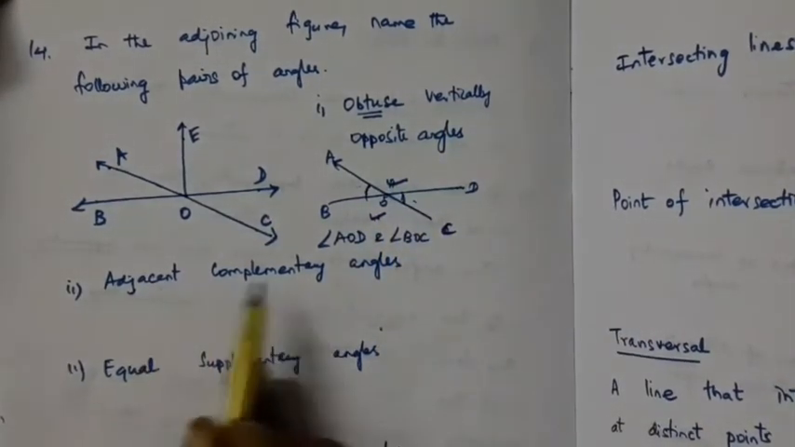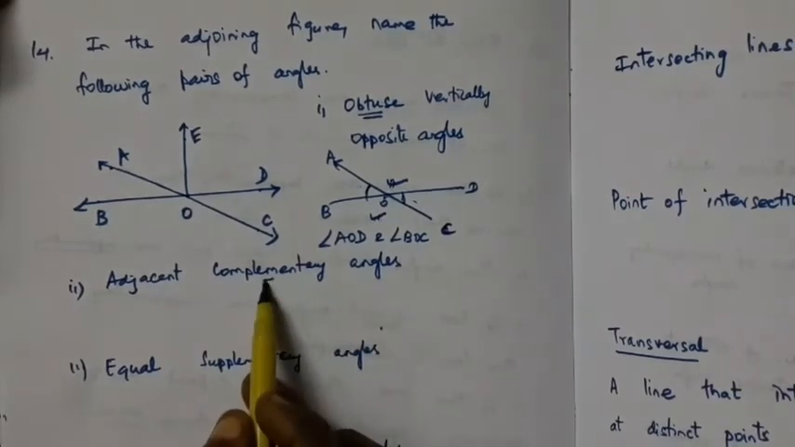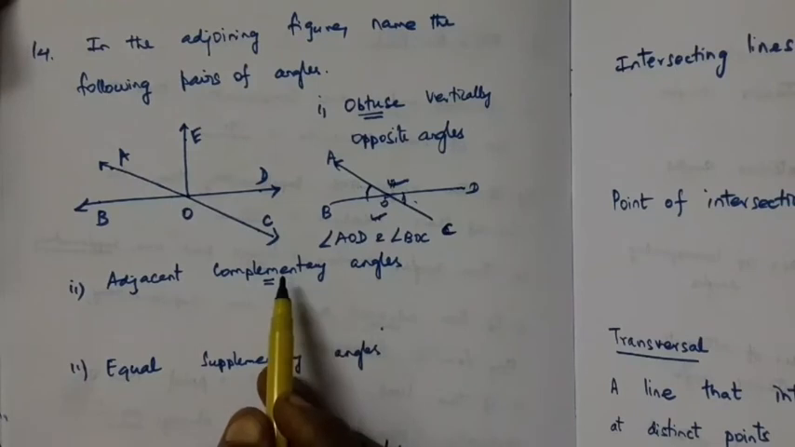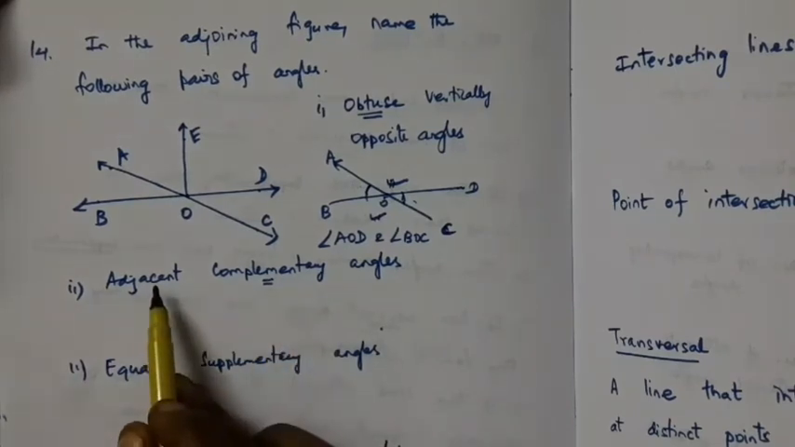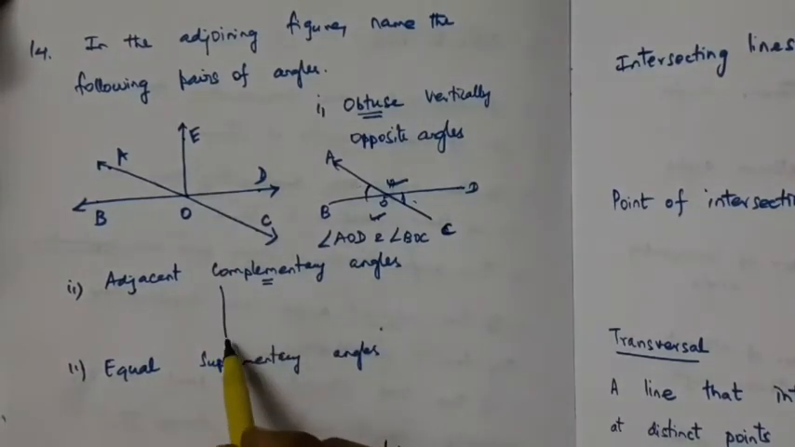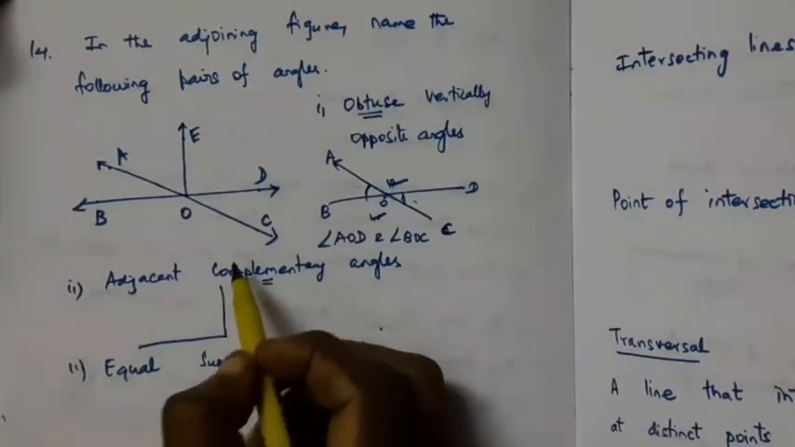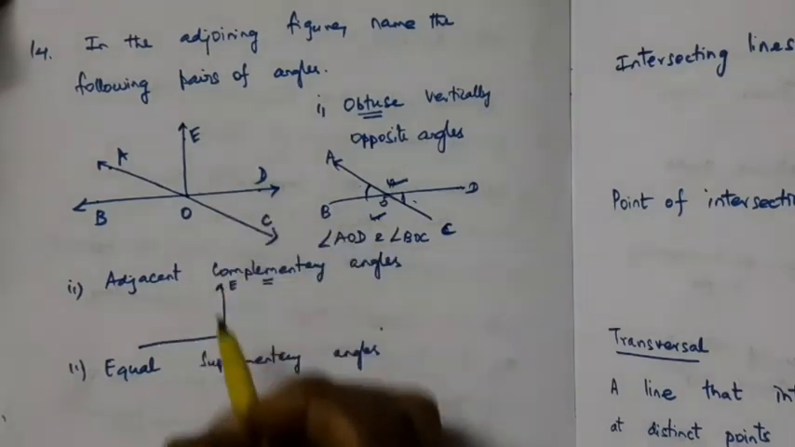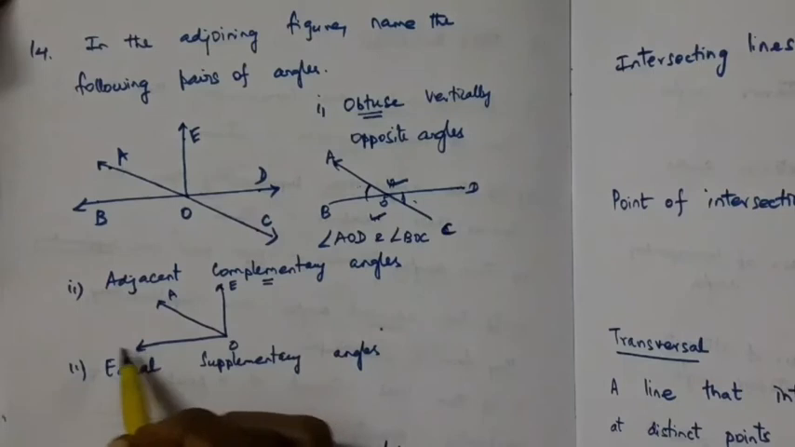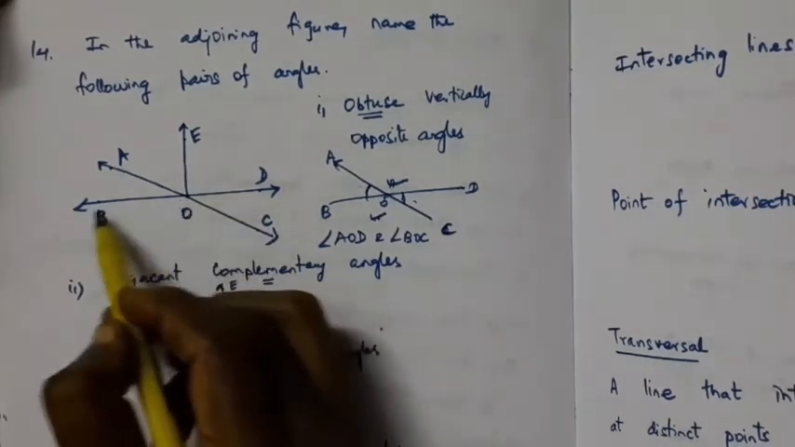Next, adjacent complementary angles. What are complementary angles? When you add two angles, you should get 90 degrees. Then they are complementary angles. Here they have asked that they should be adjacent angles. So the answer is, take this 90 degree. This is E, O. Here it is A and here it is B. I am drawing this part alone.